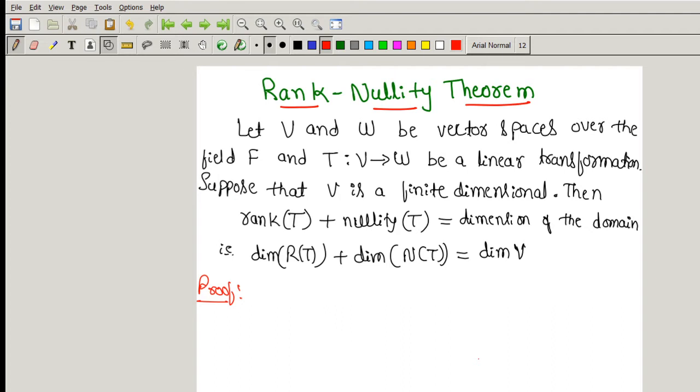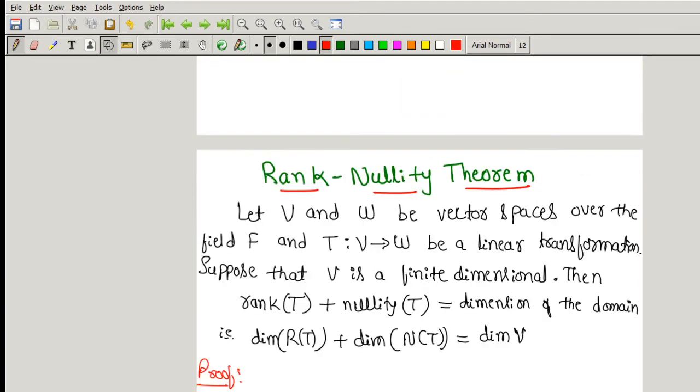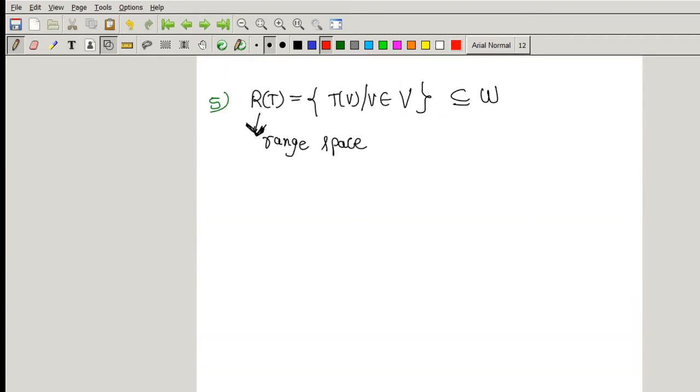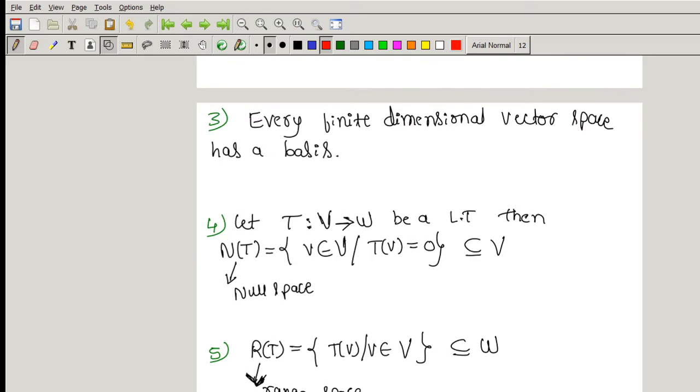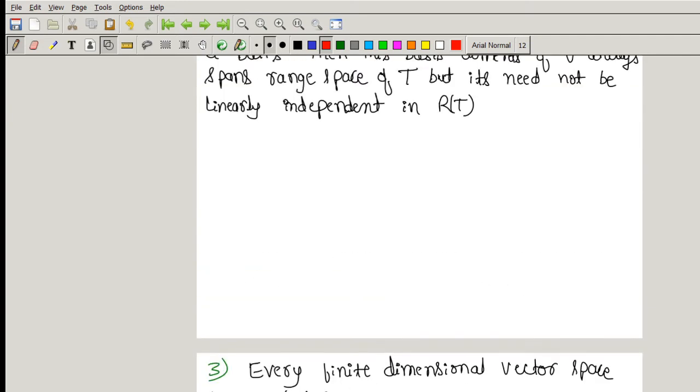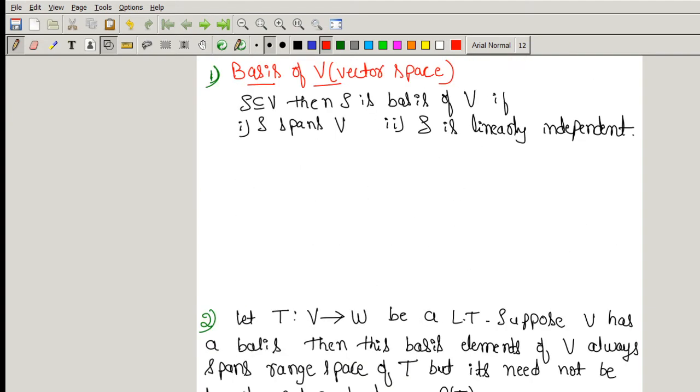In this video, I have explained the rank-nullity theorem in vector spaces. Of course, before starting this theorem, we have to be thorough with some results as well as some definitions regarding these vector spaces. So I have just explained those definitions as well as the statements of some theorems.